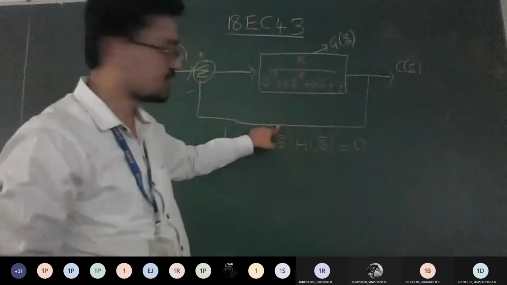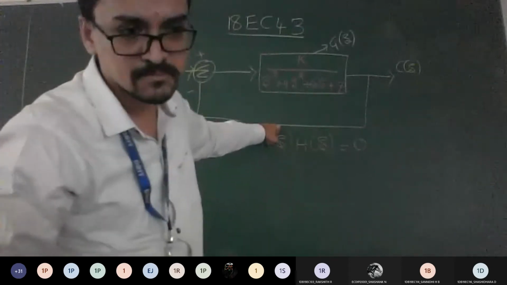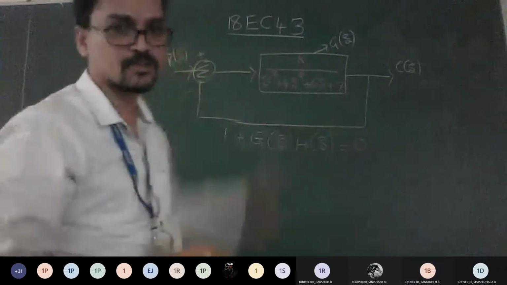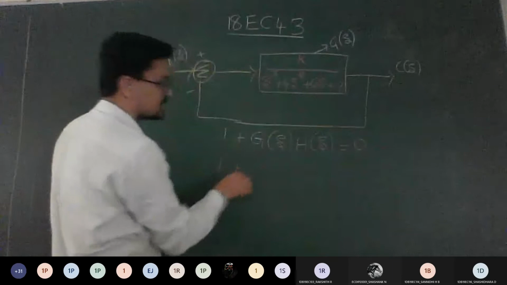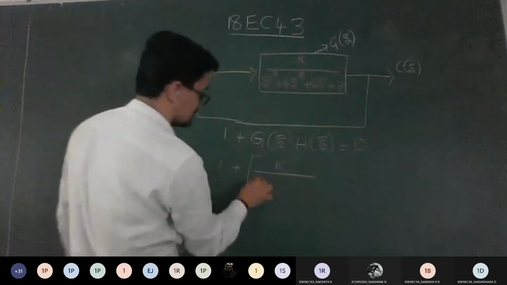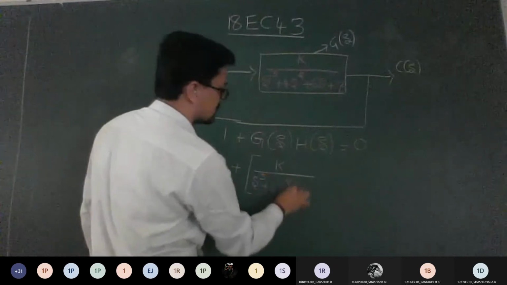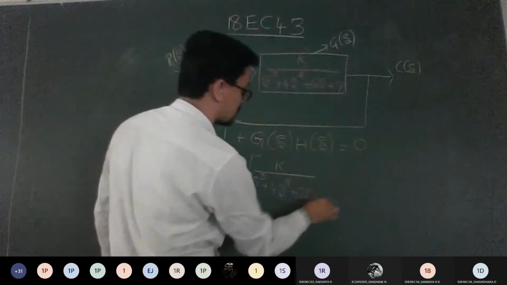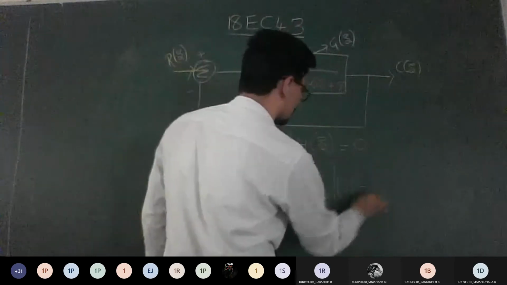Where is h of s? H of s is feedback. What is the value of h of s now? 1. Good. So it is unity feedback. So from that concept, we can dump the things here. So g of s is k divided by s cube plus 4s square plus 6s plus 8, into h of s, we know h of s equals 1, into 1 is equal to 0.